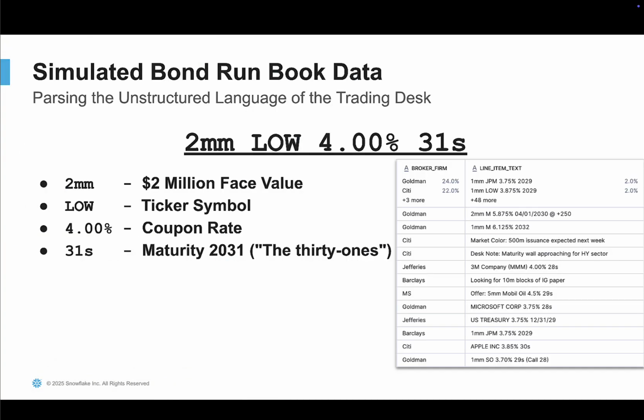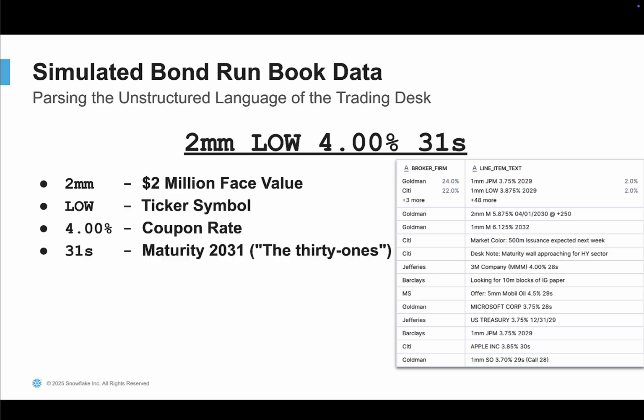Look at the language they speak. 2 low, 4.00%, 31s. It's dense, it's cryptic. To an outsider, it's just text. But to the desk, it is a binding contract. They don't need an AI that crafts poetry about this line. They need an engine that respects the rigid truth of these numbers.